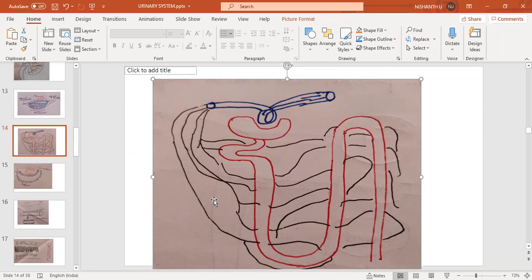That means some substances are added into the tube, and some substances are removed from the tube. The substances removed from the tube are 99%. Almost everything is removed. Only unnecessary waste products will get excreted out from the body. I think you got the clarity. Substances which move out of the tube into the blood circulation is called reabsorption. Substances which enter into the tube from the blood circulation is called secretion. Is it clear or not?